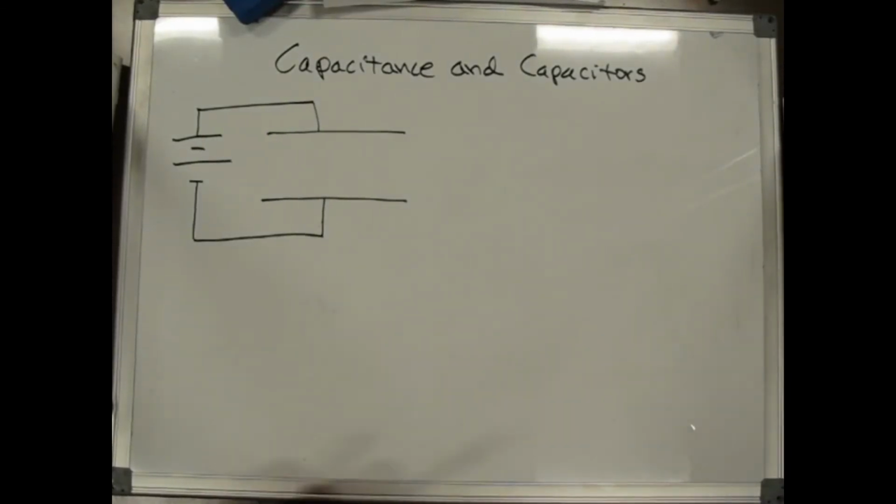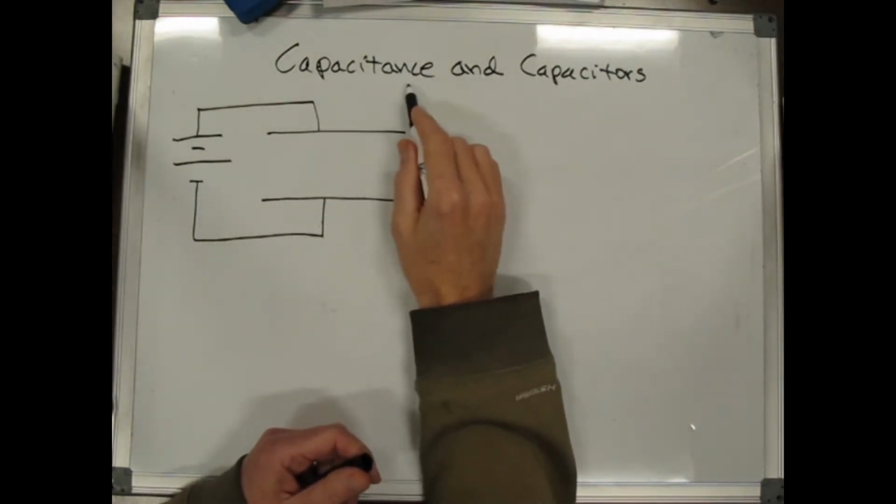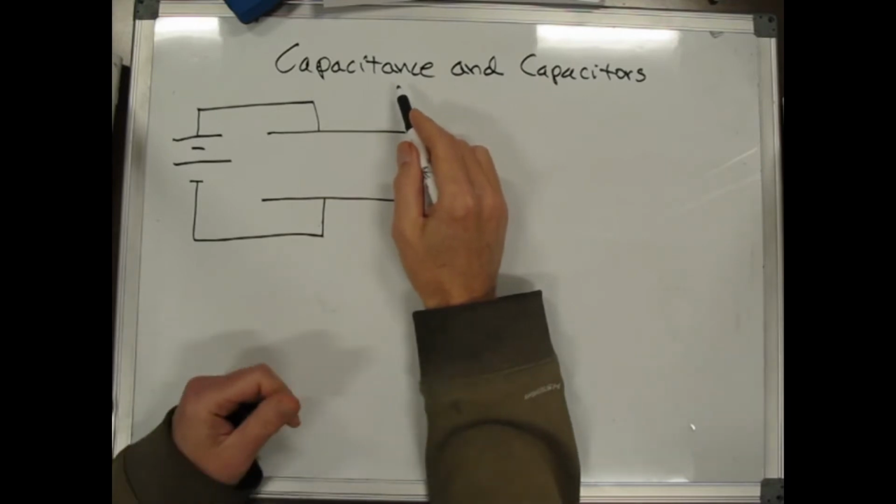So we're going to start talking about some electrical components. The first one is capacitors. Capacitors have capacitance, and they're used for storing charge.